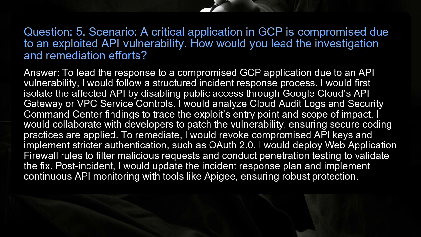I would collaborate with developers to patch the vulnerability, ensuring secure coding practices are applied. To remediate, I would revoke compromised API keys and implement stricter authentication, such as OAuth 2.0. I would deploy web application firewall rules to filter malicious requests and conduct penetration testing to validate the fix. Post-incident, I would update the incident response plan and implement continuous API monitoring with tools like Apigee, ensuring robust protection.